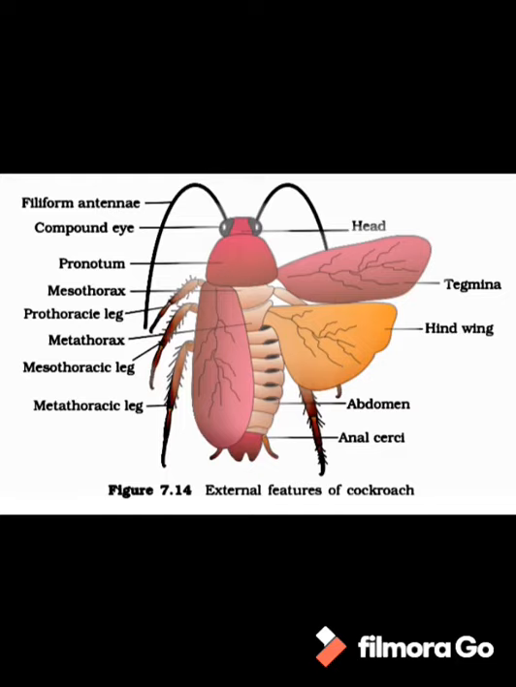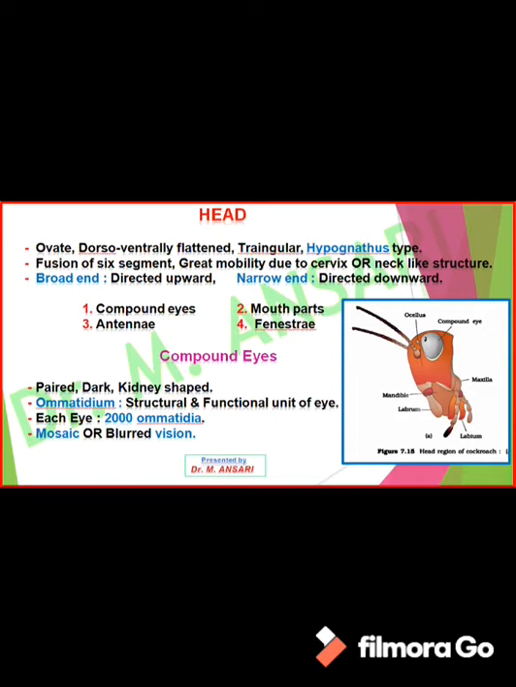The body of cockroach, as I told you, is divided into three parts, that is head, thorax and abdomen. All these three parts are segmented. The head of cockroach is oval, dorsoventrally flattened, triangular in shape and hypognathous type. Hypognathous because it is always facing towards the floor. The head of cockroach is formed by fusion of 6 segments.